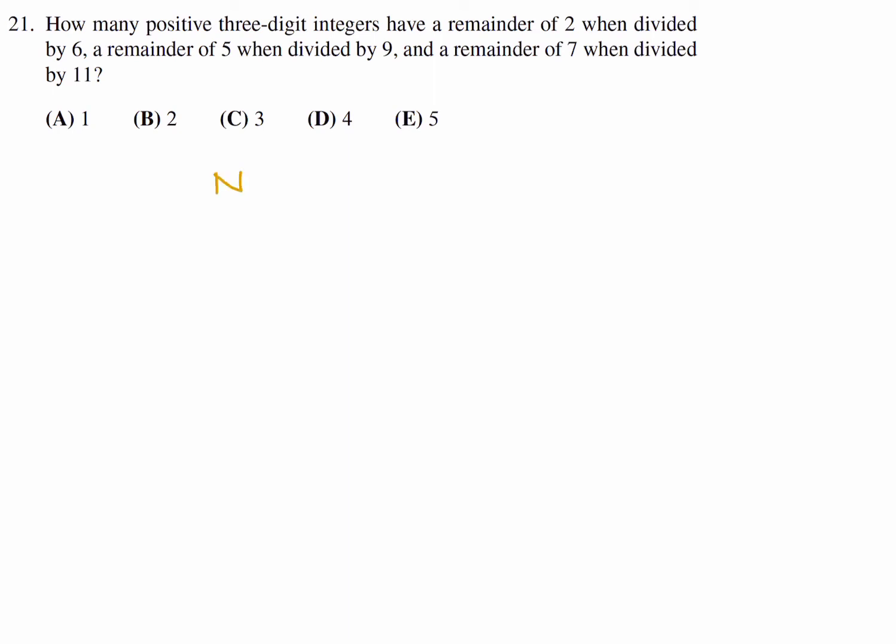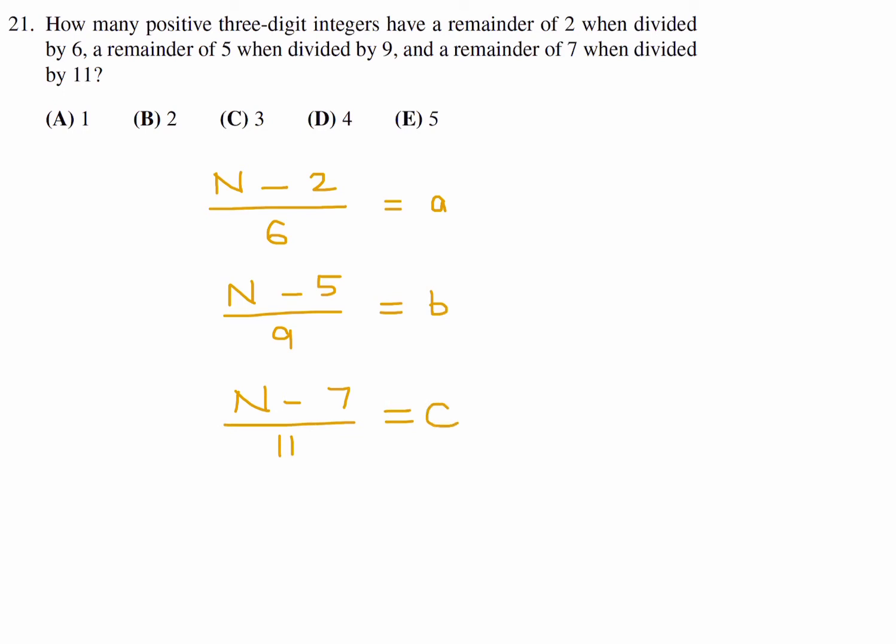Well, if the number, let's call it n, has a remainder of 2 when divided by 6, we can write (n minus 2) over 6 is equal to an integer, and we'll call that integer a. If the number has a remainder of 5 when it's divided by 9, then (n minus 5) divided by 9 is an integer, and we'll call that integer b. And similarly, (n minus 7) over 11 we'll call c, since n divided by 11 has a remainder of 7.